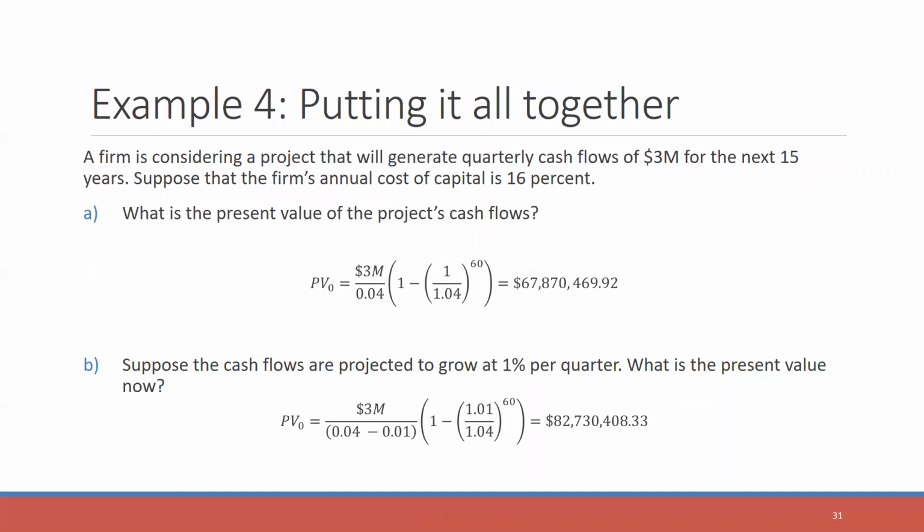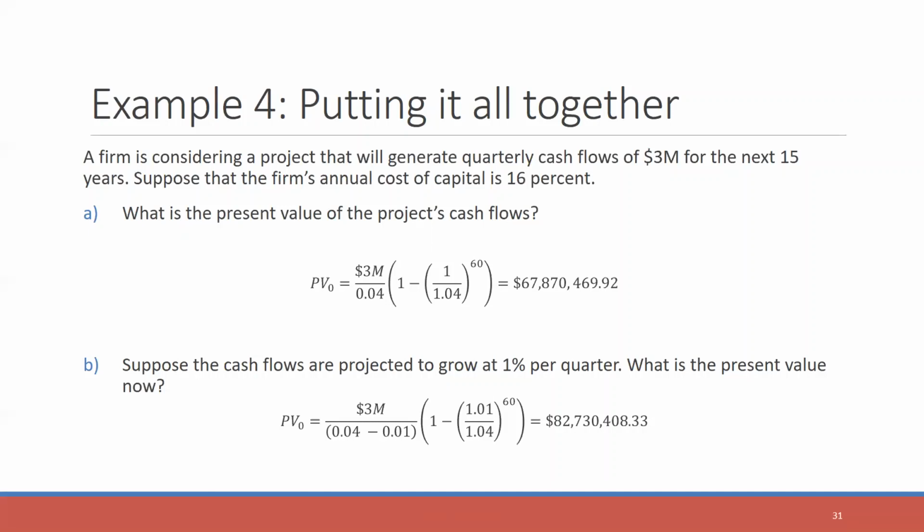Let's put it all together. A firm is considering a project that will generate quarterly cash flows of 3M for the next 15 years. Suppose that the firm's annual cost of capital is 16%. Okay, so a few things will hopefully jump right off the bat. 3M, that's our cash flow. The next 15 years, okay, but this is a quarterly cash flow. So it's 3M every quarter. And those 15 years are going to be 60 quarters.